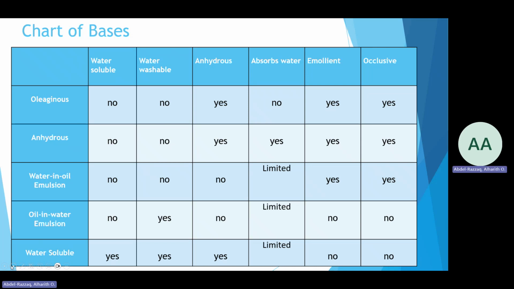Our oil and water emulsions are going to be water washable. And if you think about that, it's because water is the external phase. So it will be water washable. They are not anhydrous. The absorption of water is going to be limited because it is an emulsion. And it is not going to exhibit any emollient or occlusive properties. And our last one is going to be our water soluble bases. They are, of course, soluble.